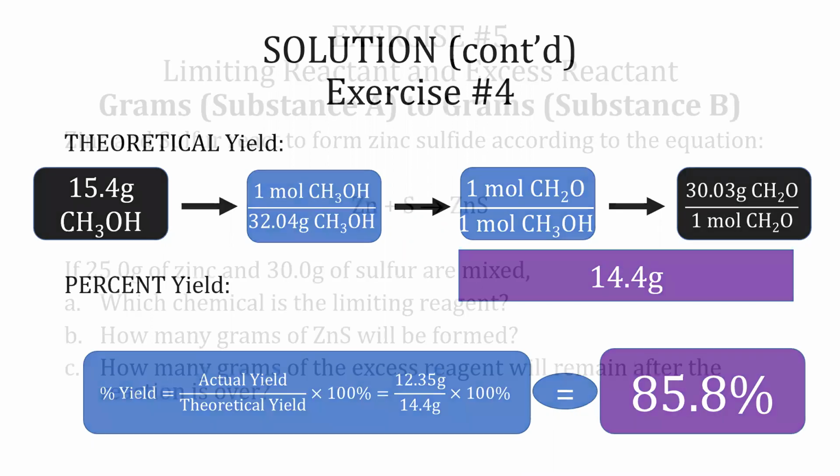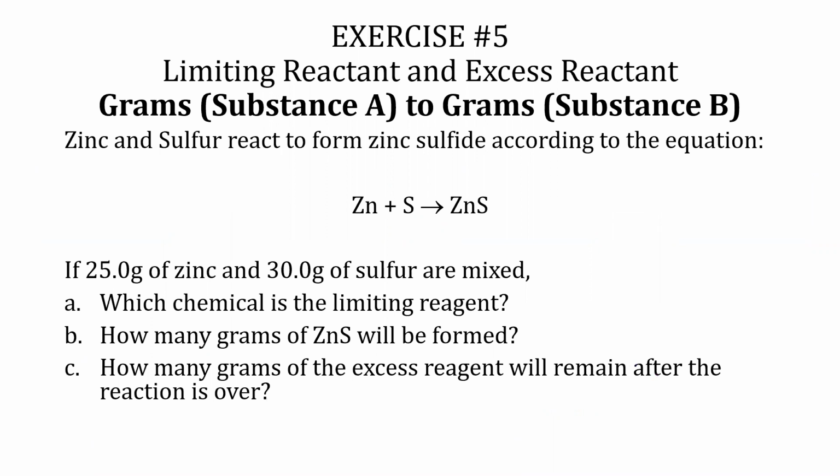Exercise 5 involves the limiting reactant and excess reactant. The problem is zinc plus sulfur react to form zinc sulfide according to the following equation. Zn plus S forms ZnS. If 25.0 g of zinc and 30.0 g of sulfur are mixed, A, which chemical is the limiting reagent? B, how many grams of ZnS will be formed? And C, how many grams of the excess reagent will remain after the reaction is over?